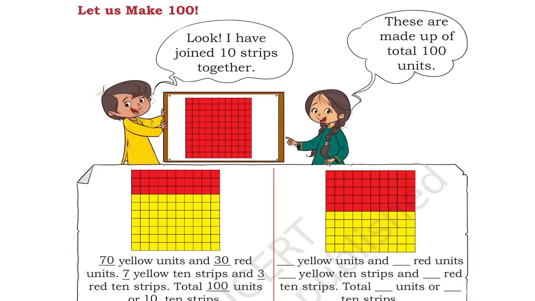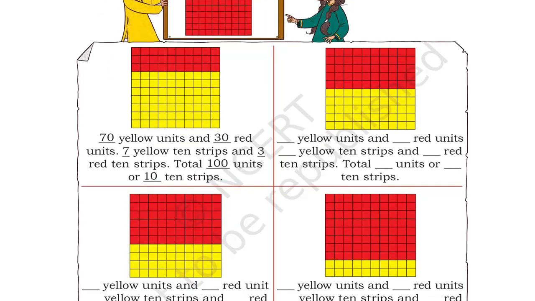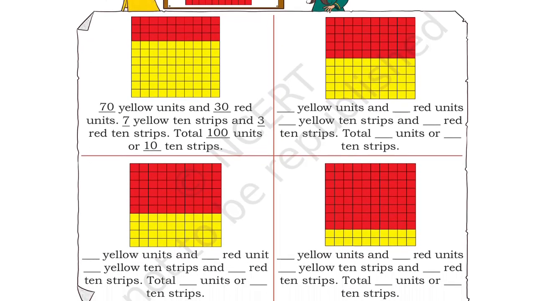Let us make 100. Sounds exciting. These are made up of total 100 units. All right. So that means each row has how many units? Each row has 10 units. So that makes it a grid of 100 units altogether. Now we will go and see what we are supposed to do in the questions. The first one is done for us and it tells us how to do the rest of the questions.